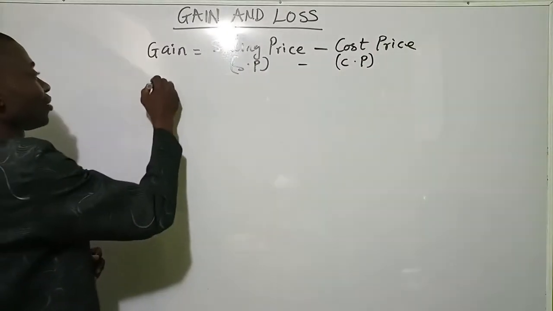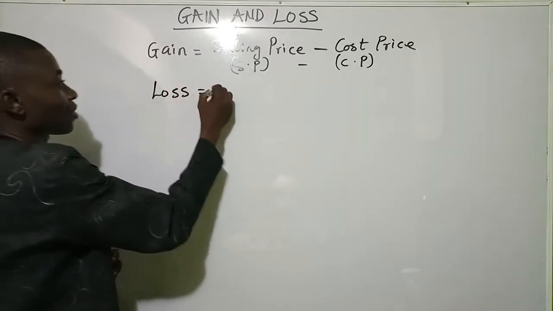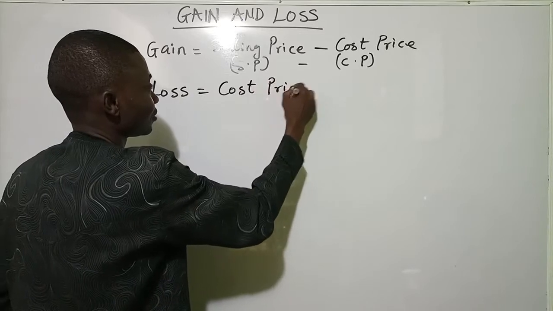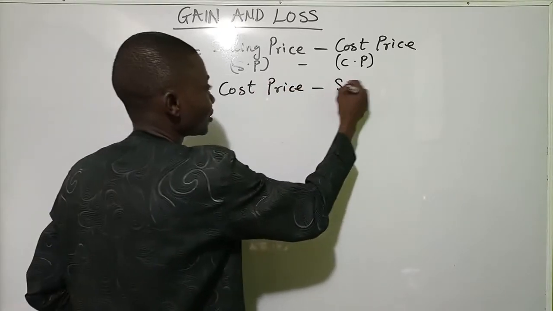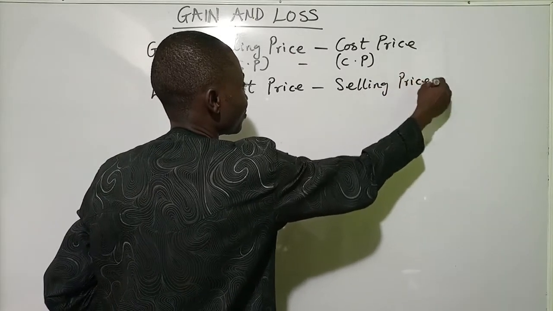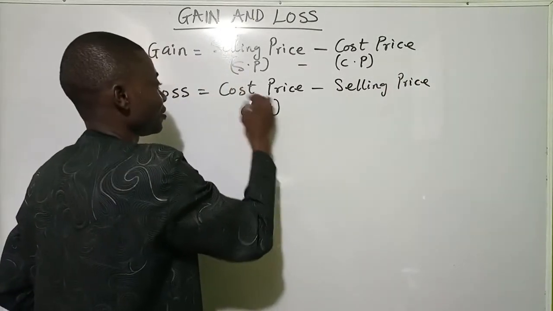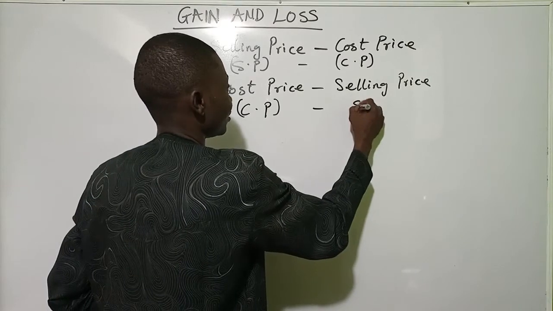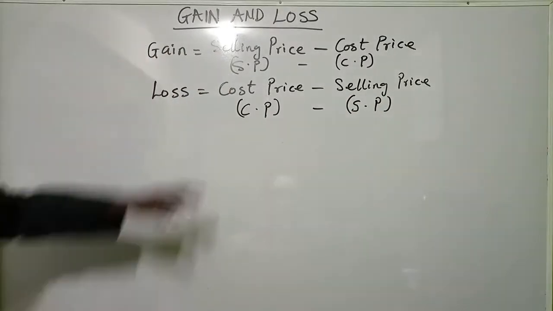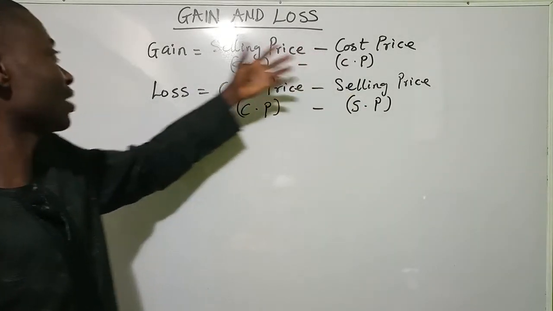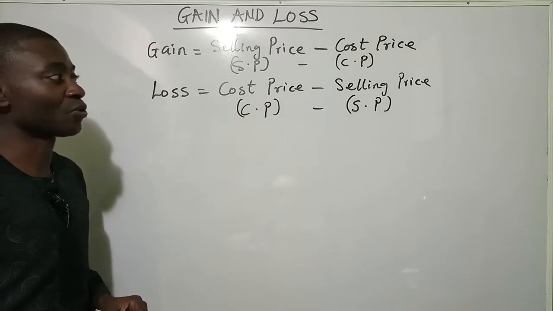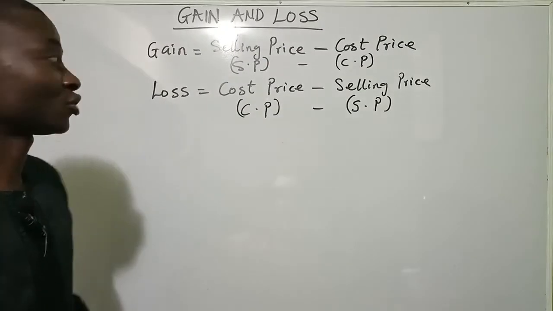And if you want to get loss, the formula for loss is now what? Cost price minus selling price. That is CP minus SP. That is it. So with this formula, we can easily calculate the gain or the loss of any article that is bought and then probably sold.